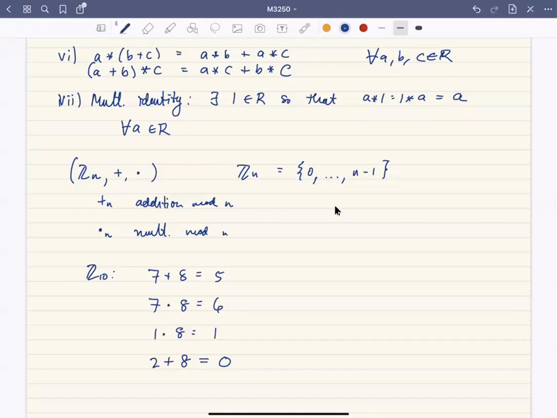But again, the one that's going to be the most relevant for us in the cryptography section will be this. I can now officially say what this is called. This is the ring of integers mod n. Okay, so that's going to be the one that's most important for us.